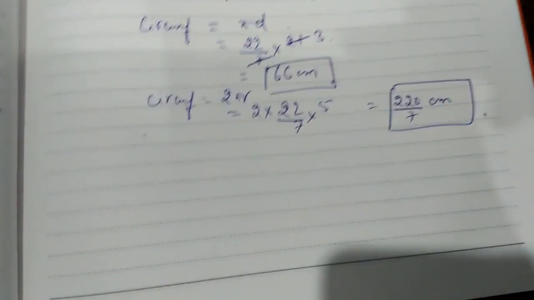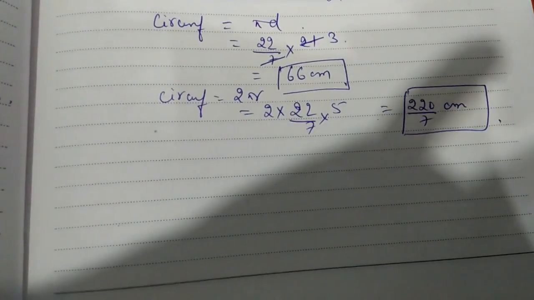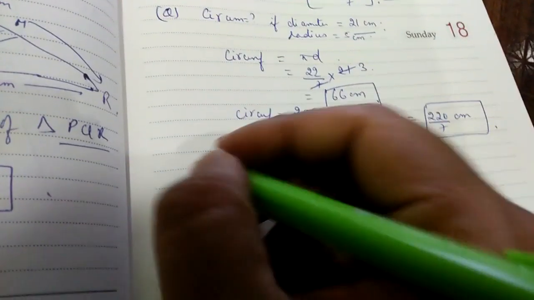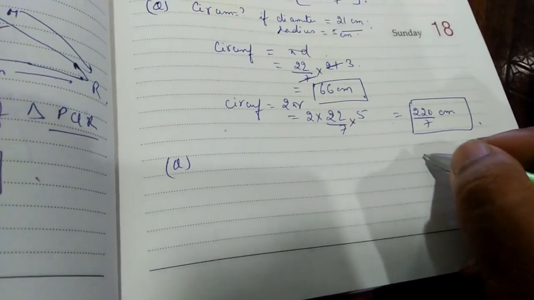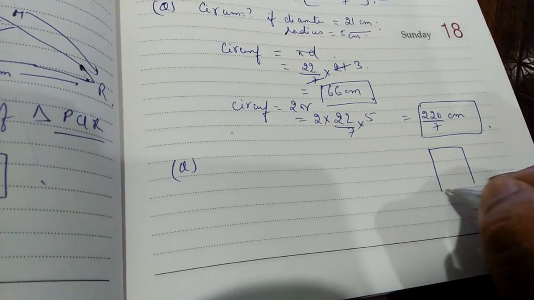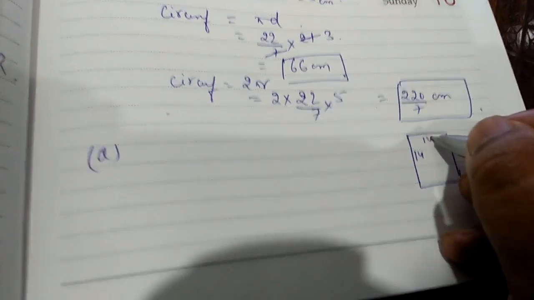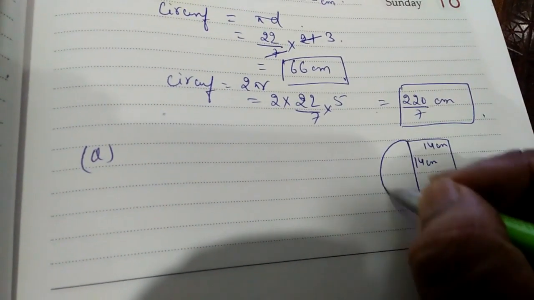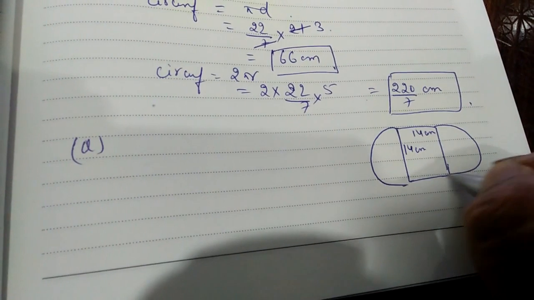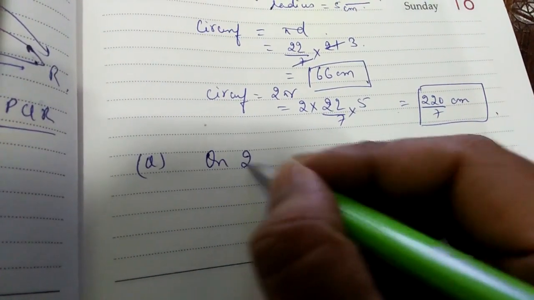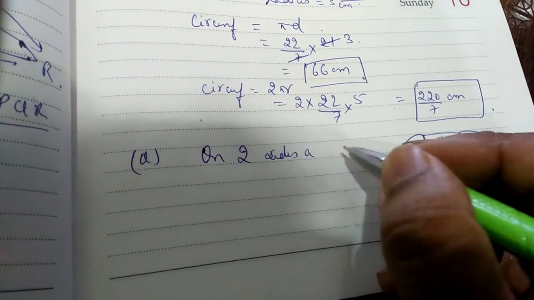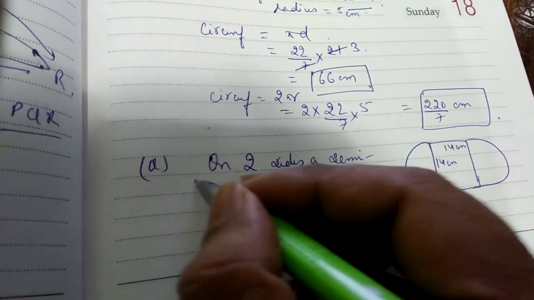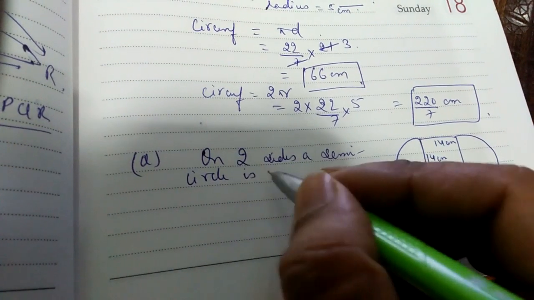So let's discuss another question. This is a figure. This is a square of 14 and 14 centimeters. On two sides, a semicircle is drawn on two sides, a semicircle is present.